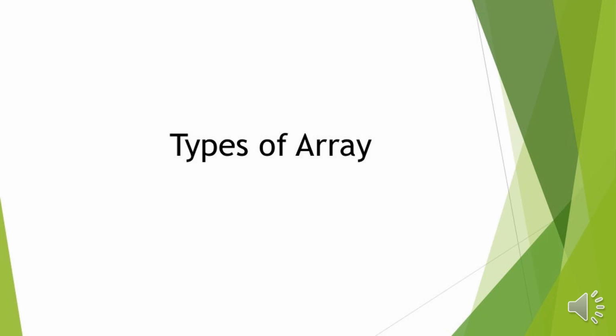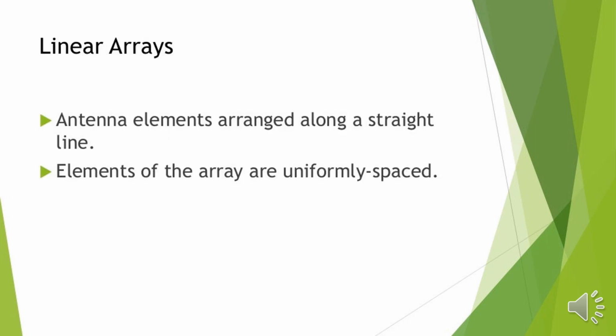So now let's see the types of array. First is the linear array. A linear array, as the name indicates, is in a linear pattern, that is, antenna elements will be arranged along a straight line. The second point is that the elements of the array are uniformly spaced, that is, they will have a fixed spacing. Suppose antenna 1 and 2 are placed at a distance of 5 meters, then the next antenna will be placed at the same 5 meters. So equal spacing is provided between two antenna array elements.